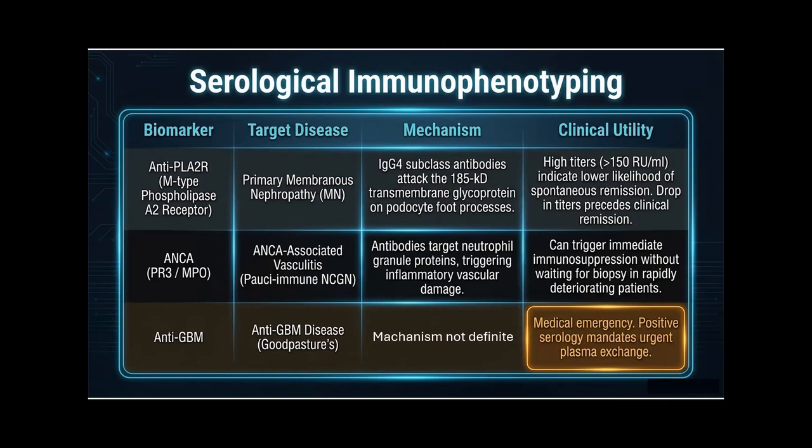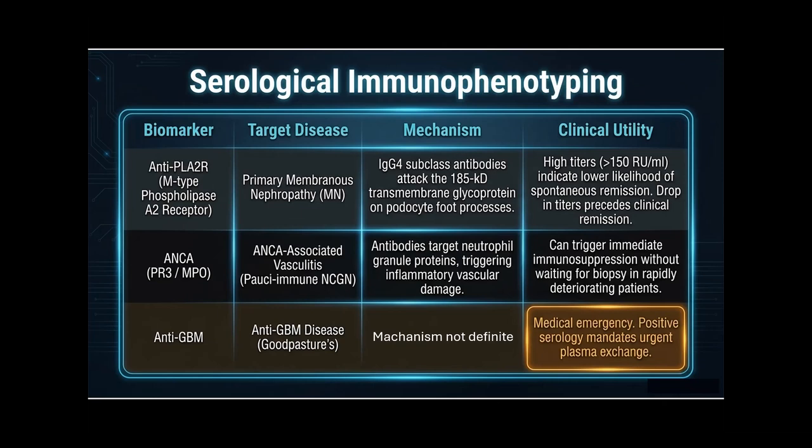Anti-PLA2R, M-type phospholipase A2 receptor. This PLA is phospholipase A2 receptor, that is the biomarker. What does it tell me? It tells me about membranous nephropathy, primary membranous nephropathy. IgG4 subclass antibodies attack the 185 kilodalton transmembrane glycoprotein on the podocyte foot processes. Now, clinical utility: high titers indicate a lower likelihood of spontaneous remission. A drop in titers precedes clinical remission.